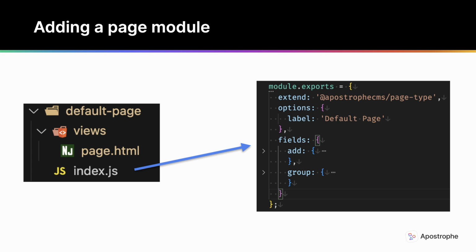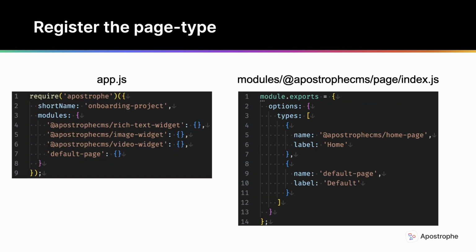Focusing on the modules/default-page/index.js file, like most page types except for the home page, your new page type module will extend the core @CMS page type module. It only has a single option, label. There are additional options that we could add, and you can read about those in the documentation. The second step is you need to register your new module in the app.js file. This will be true for any new project modules that you create.